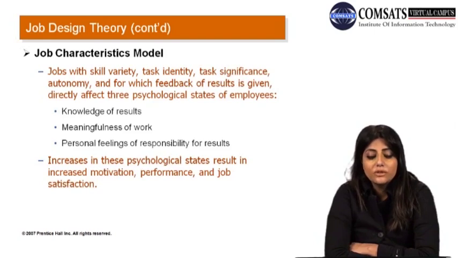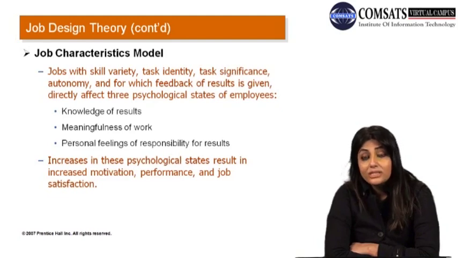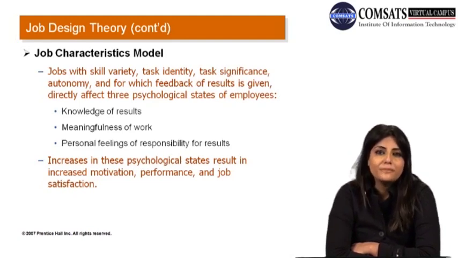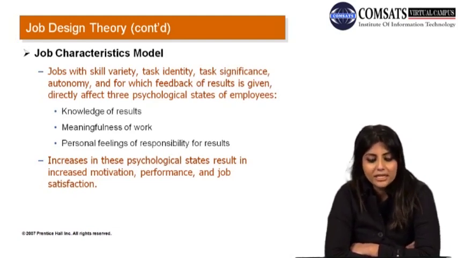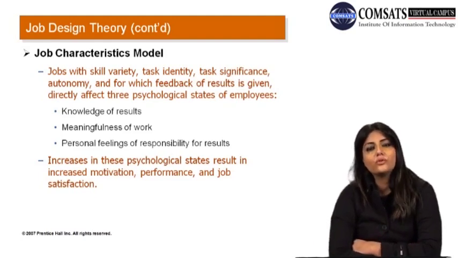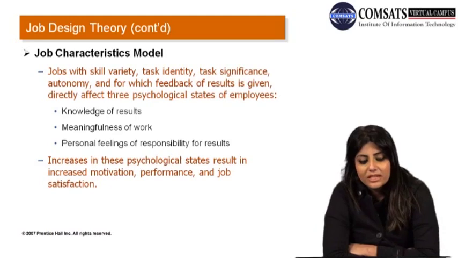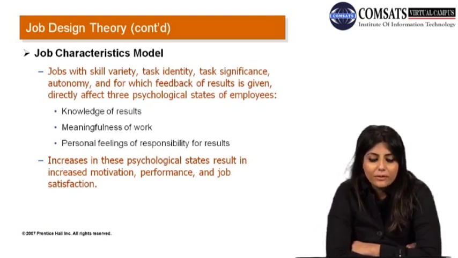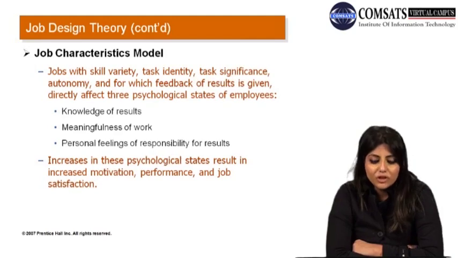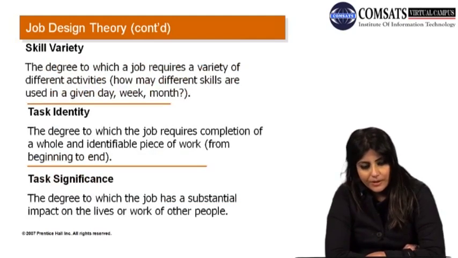It basically says that jobs which are high in all these 5 characteristics result in 3 better psychological states of employees. Knowledge of results: they're given appropriate feedback. They have the knowledge of what they have done and how they can correct it. Meaningfulness of work: it gives more meaning to their work. And it gives more personal feelings of responsibility for results. You feel more responsible for results. You feel accountable for results because you have some sense of autonomy, and you have some sense of variety in your task. Then it increases all these 3 psychological states, which result in increased motivation, performance, and job satisfaction.